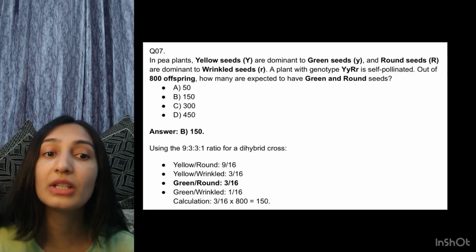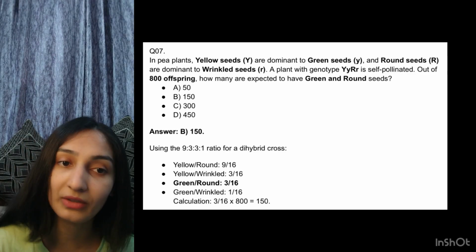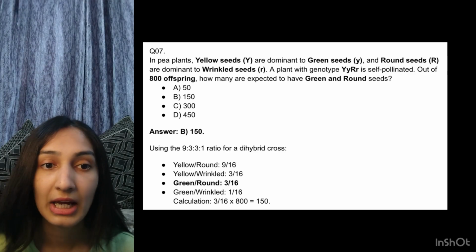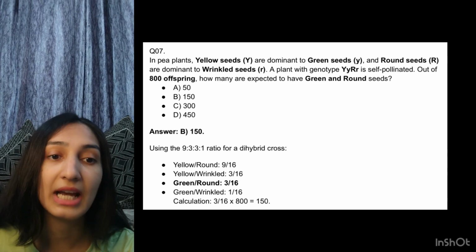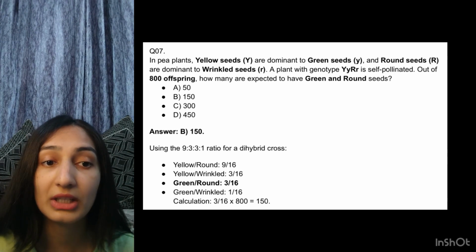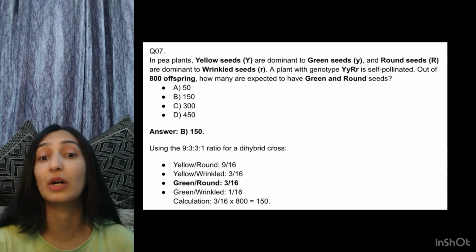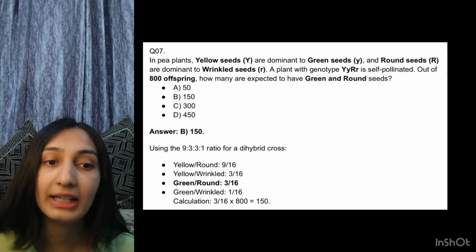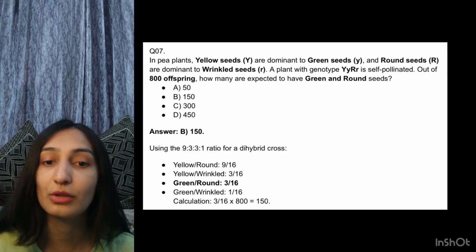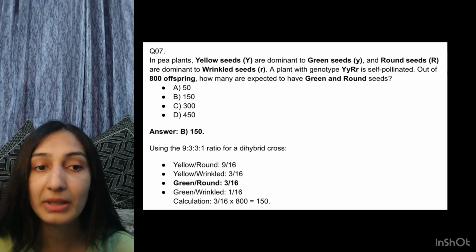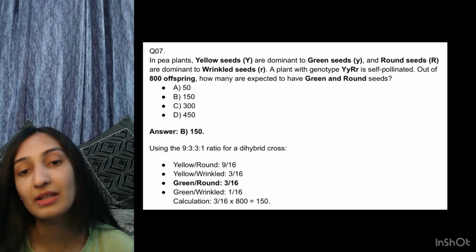Why so? Using the 9:3:3:1 ratio for a dihybrid cross, yellow round is 9 by 16, yellow wrinkled is 3 by 16, green round is 3 by 16, and green wrinkled is 1 by 16. So the calculation is 3 by 16 into 800, that is 150.